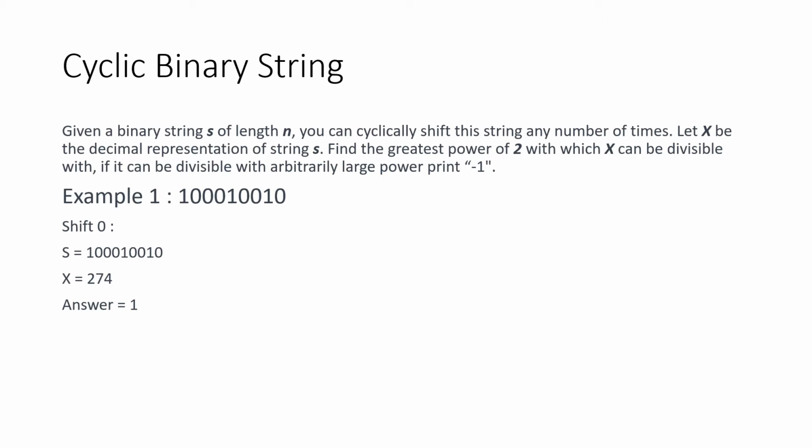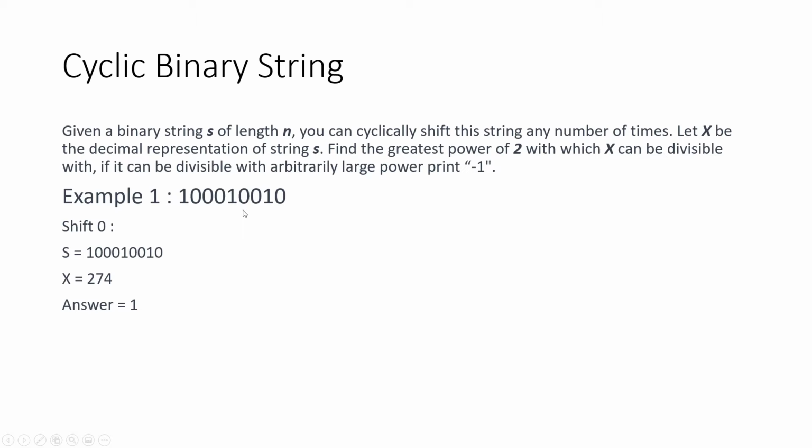So first question is cyclic binary string. Here we are given a binary string, and we can cyclically shift this string any number of times, and then let x be the decimal representation of the string s. Our target is to find the greatest power of 2 with which x is divisible, and if it is divisible by any arbitrarily large power, print -1.